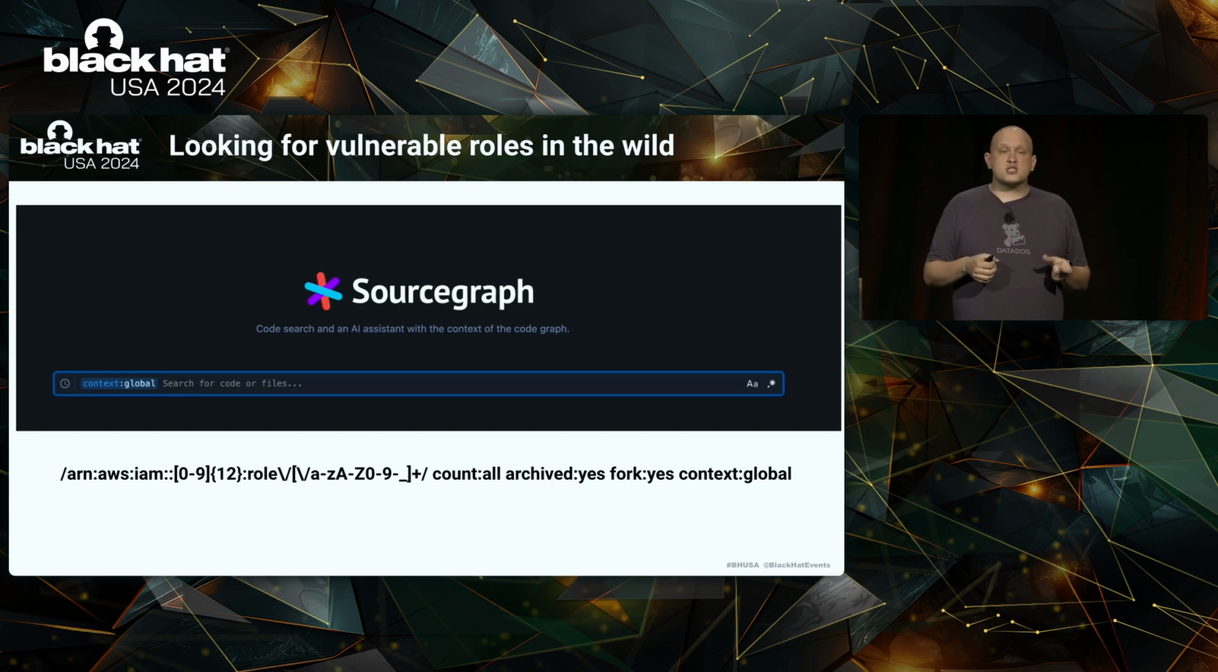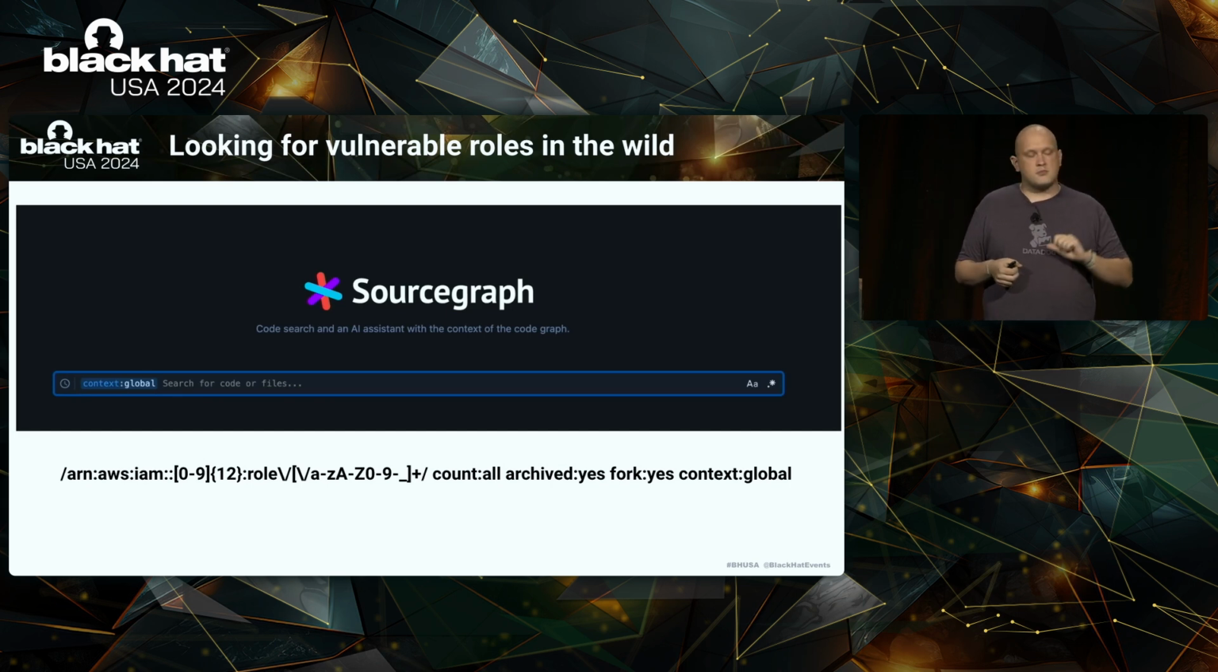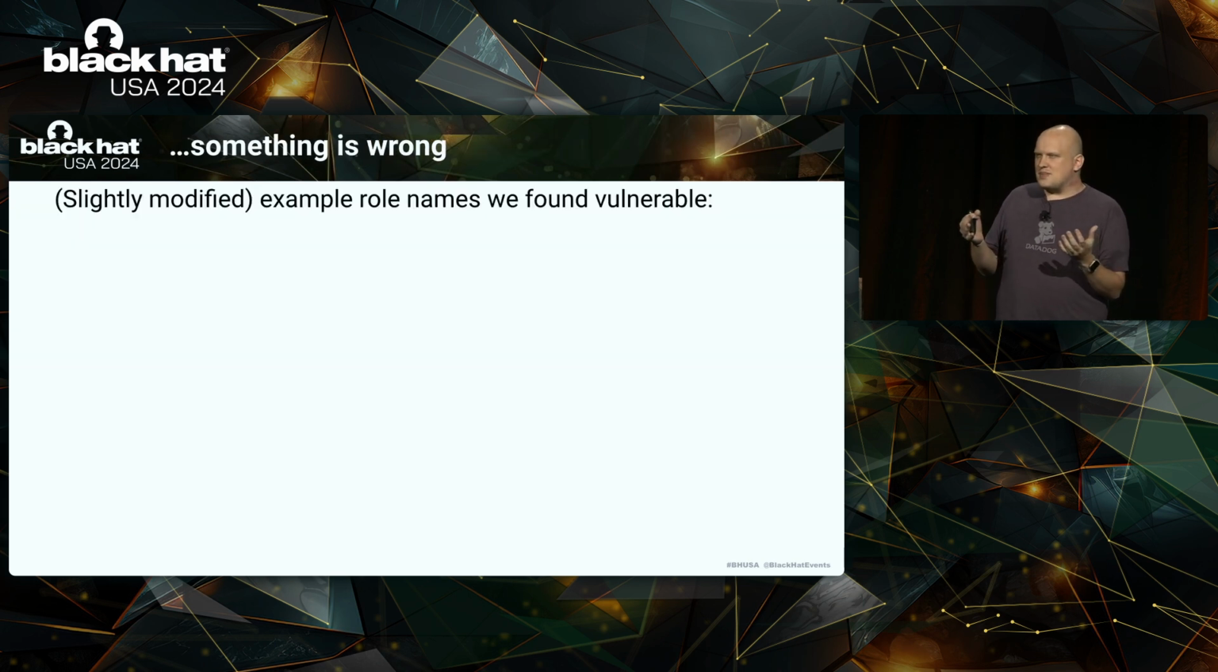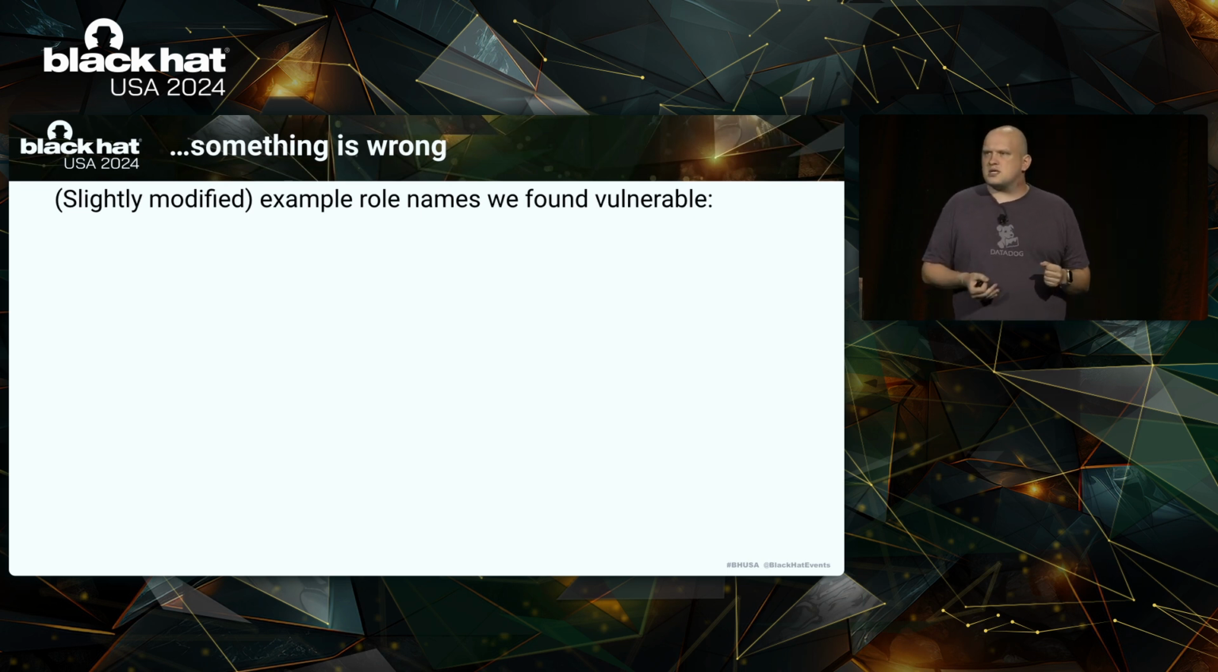We wrote a regular expression to find IAM role ARNs, threw that into SourceGraph, got back results, deduplicated them, removed clearly placeholder ARNs and so on, and that left us with a little over 8,000 results. From there, we then tried to assume each role twice, once authenticated, once unauthenticated. We let our automation run, and pretty much immediately it was clear that something was terribly wrong. Remember, this was across basically all of public GitHub, across teams, organizations, individuals, and companies.